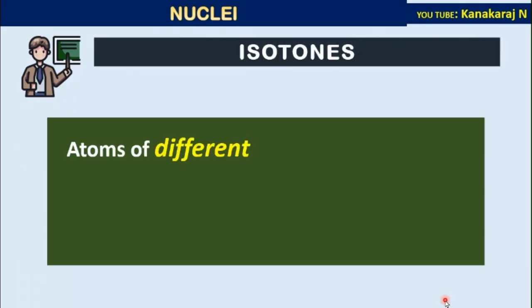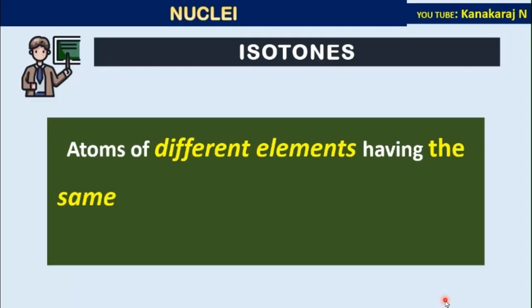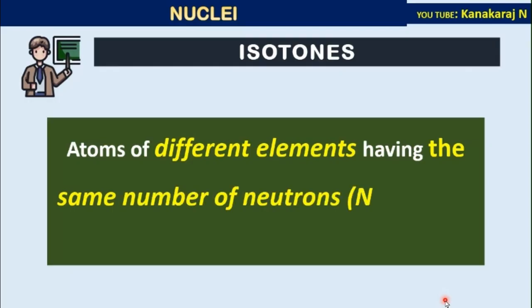Isotones. Atoms of different elements having the same number of neutrons, N, are called isotones.